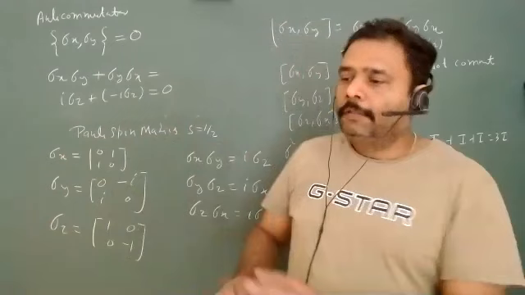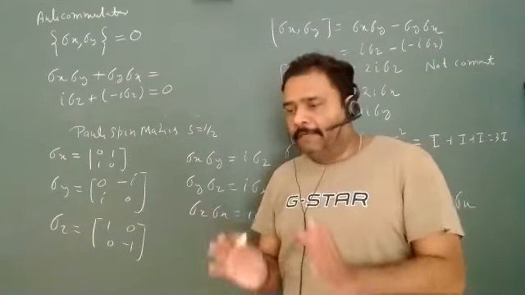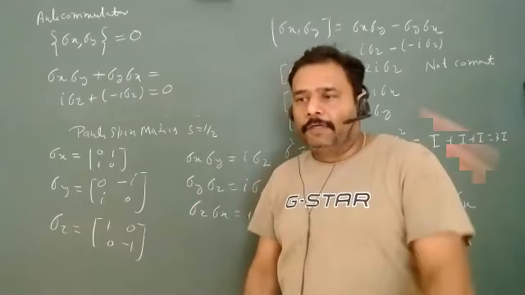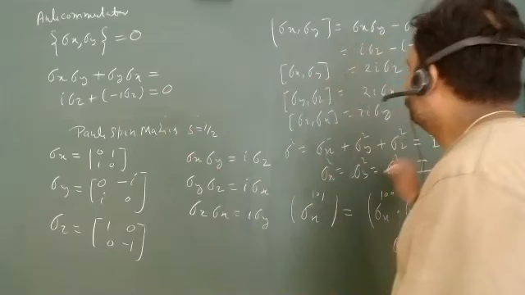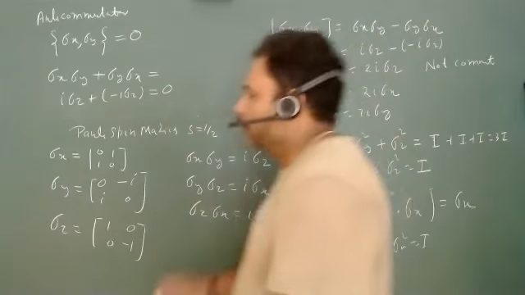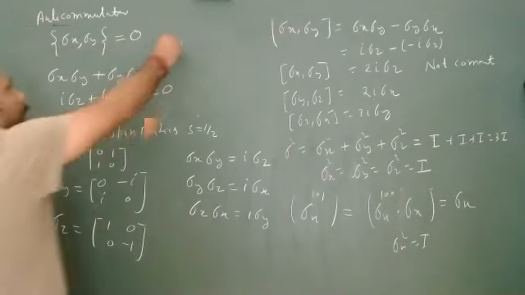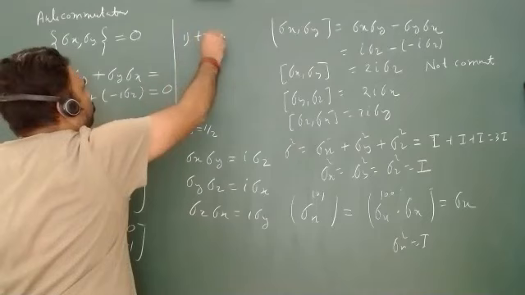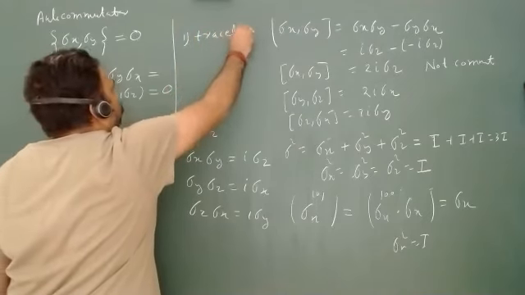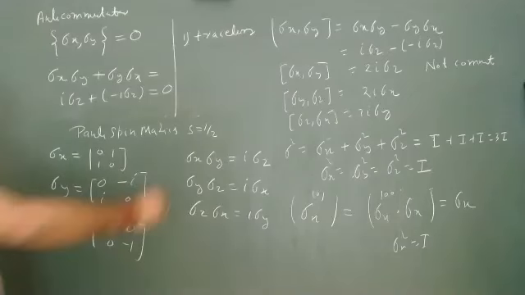We will also discuss how this comes into the picture and what is the relevance of this when we go for relativistic quantum mechanics. But right now I am just giving you all the properties of Pauli spin matrices. Other than this property, they are traceless matrices.